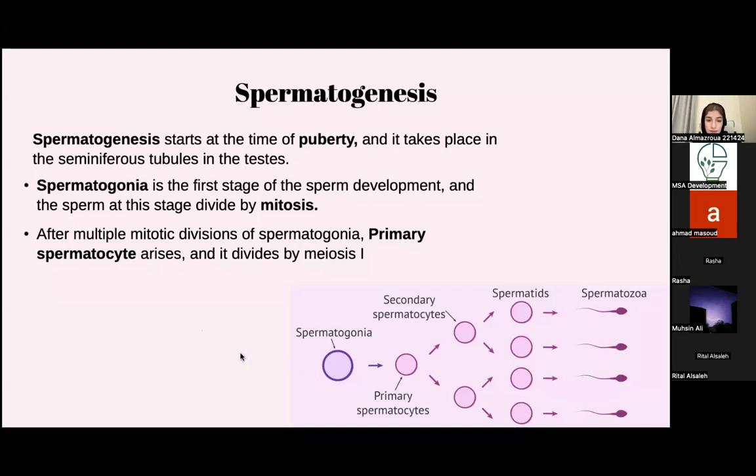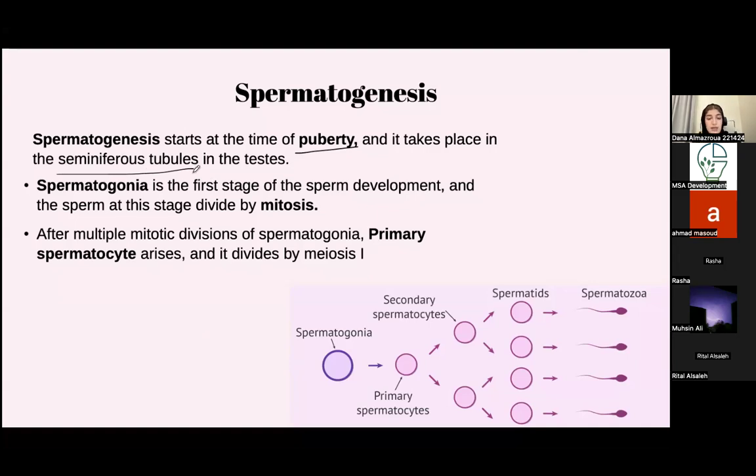So one thing about males is that the formation of sperm starts at the time of puberty. So before puberty, males don't have any sperm in their body. Once they hit puberty, this is when spermatogenesis starts to take place. And it takes place in the seminiferous tubules in the testes, the one I showed you earlier. And we said this is where sperm formation takes place.